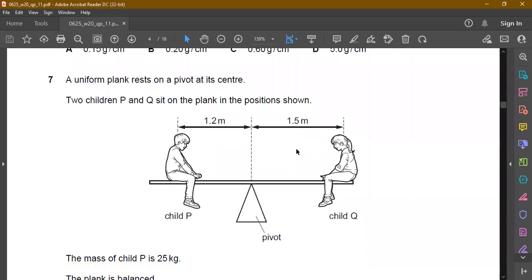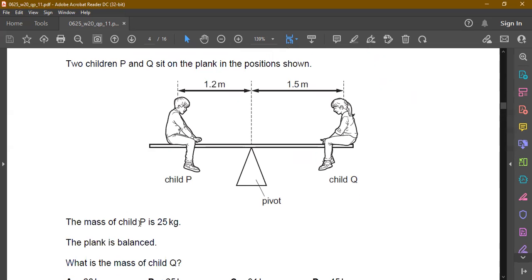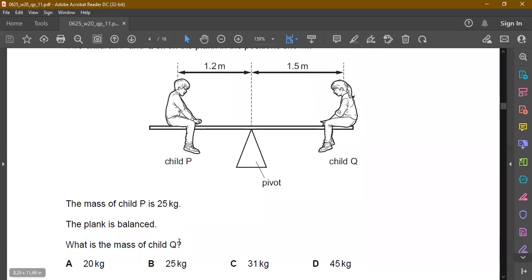Okay, and then number 7. A uniform plank rests on a pivot at its center. Two children P and Q sit on the plank in the position shown. Okay, this is the diagram. Child P and child Q, they are playing seesaw. The mass of child P is 25 kilogram and the plank is balanced. What is the mass of child Q?